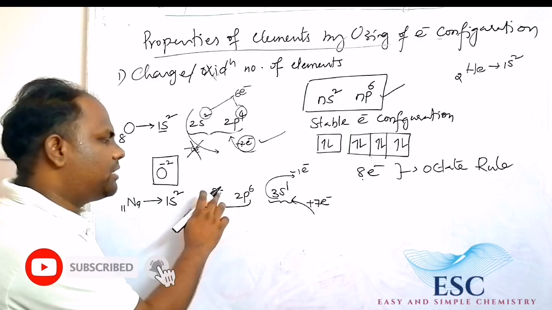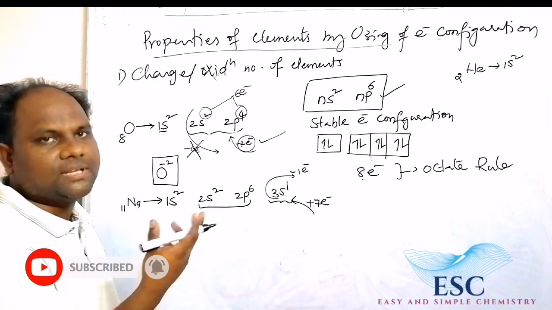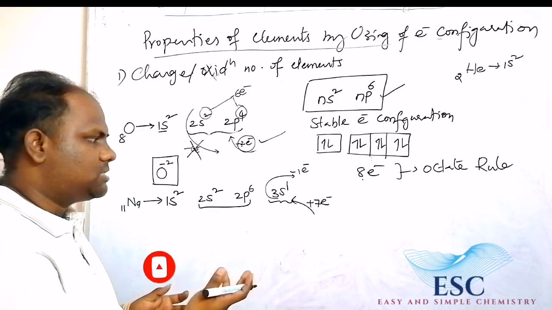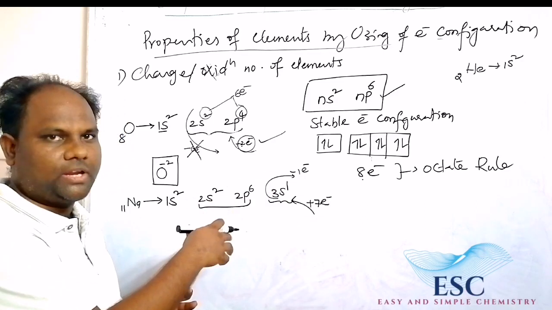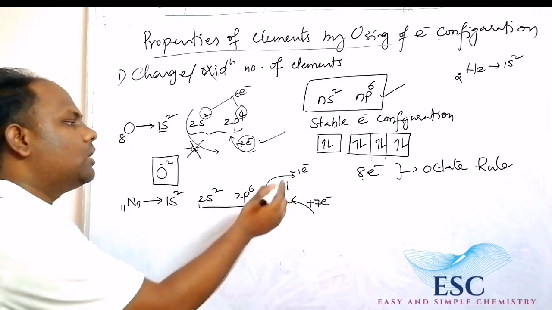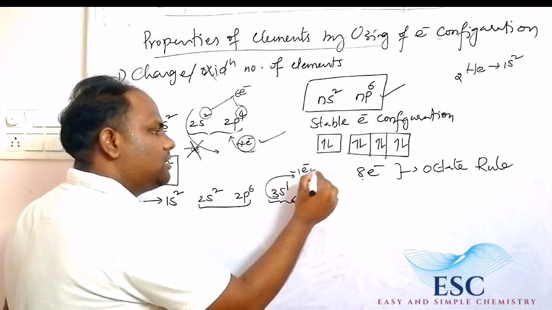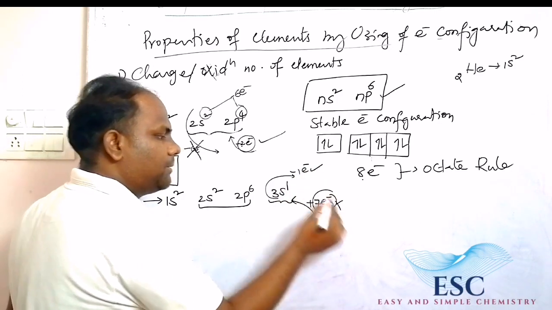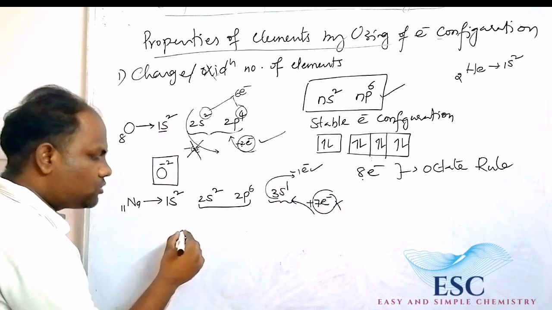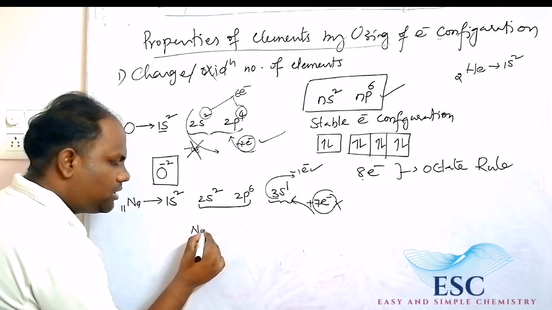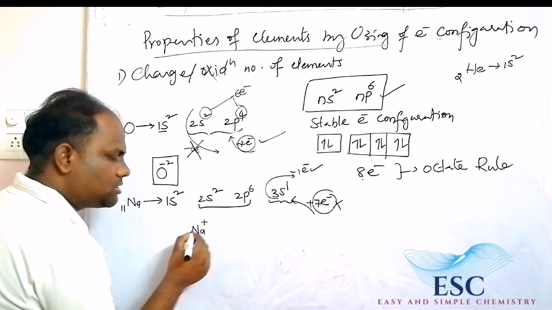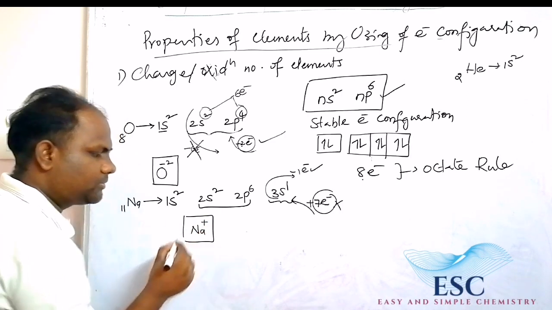In the valency orbital, 8 electrons are already present. That's why, which condition is favorable: accepting 7 electrons or losing 1 electron? Losing 1 electron is favorable, not this one. When sodium loses 1 electron, sodium becomes a +1 charge, or Na+.